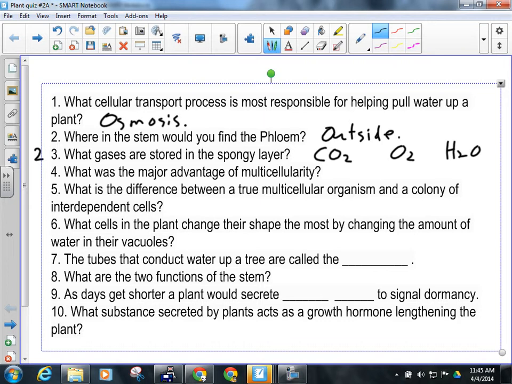All right, for number 4, what was the major advantage of multicellularity? Specialization. Okay, that was the big one.